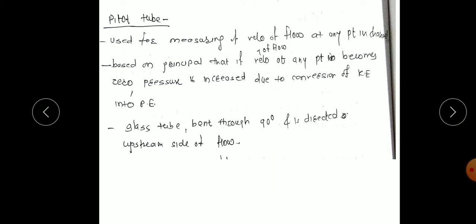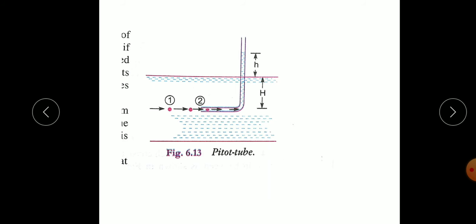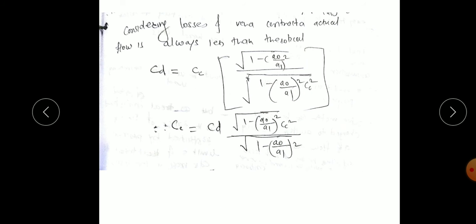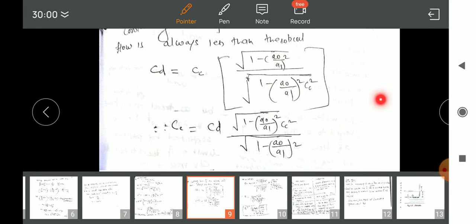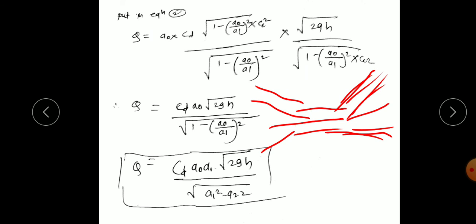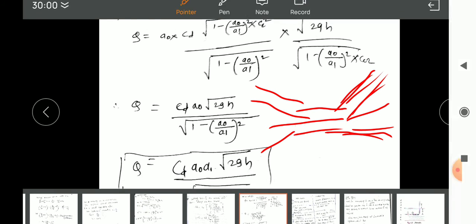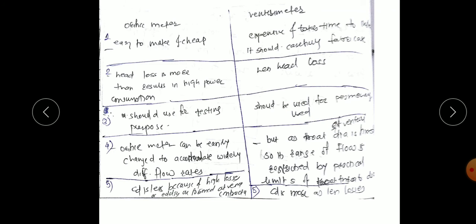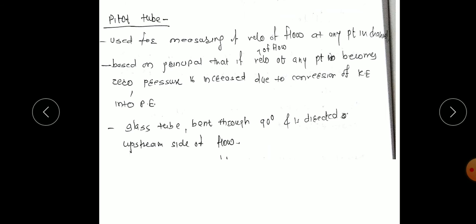So next we consider here, we have derived the expression for venturimeter. The discharge of the venturimeter, this formula is important: Cd A0 A1 under root of 2gh under root of A1 square minus A0 square. So next flow measuring device is pitot tube.